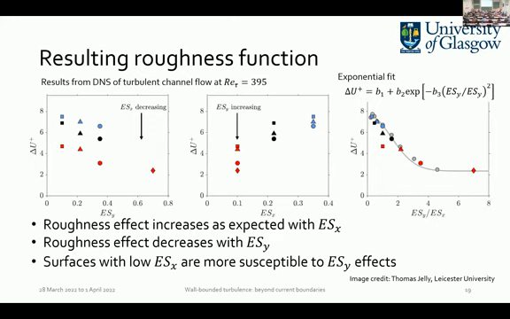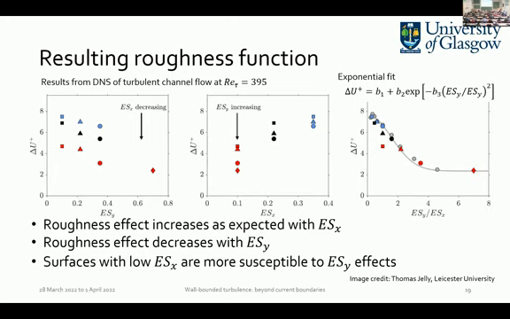However, we also see now if we plot delta U plus versus ESY that the roughness effect decreases with increasing spanwise effective slope. And this is especially noticeable for the surfaces which have a low ESX, so the ESX equals 0.1 surfaces, which are shown here with the red symbol. So these appear to be much more susceptible to ESY effects. We can also attempt an exponential fit if we plot delta U plus versus the ratio of ESY over ESX. And this also fits our earlier data where we varied streamwise and spanwise correlation lengths of the surface.